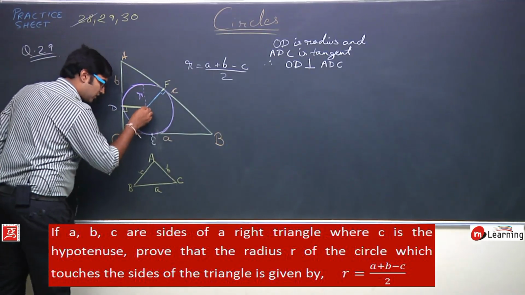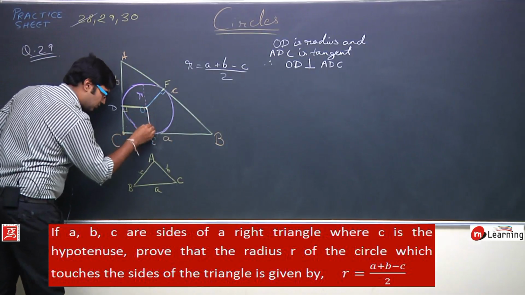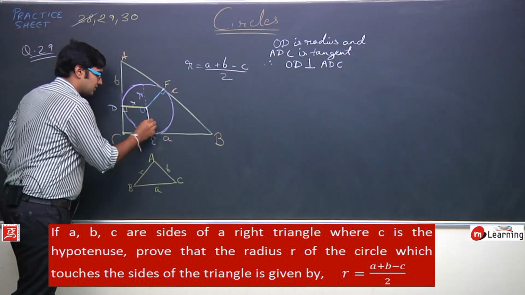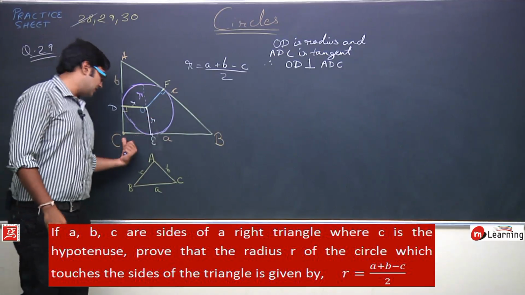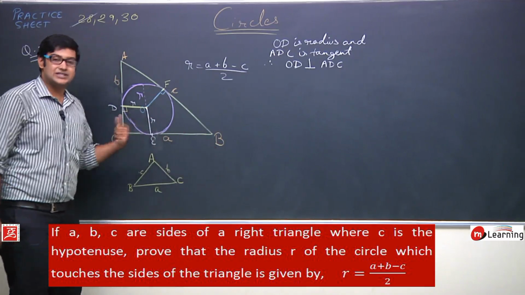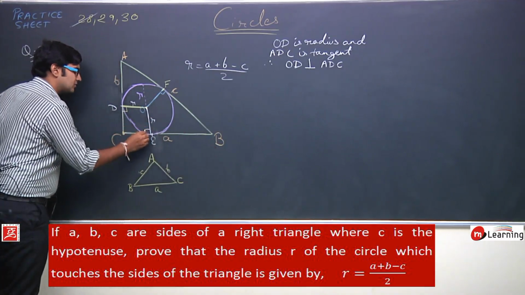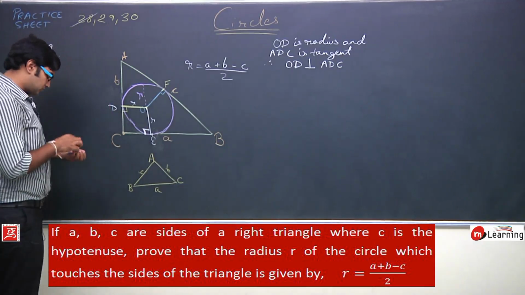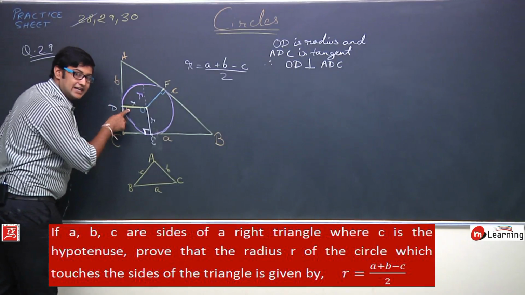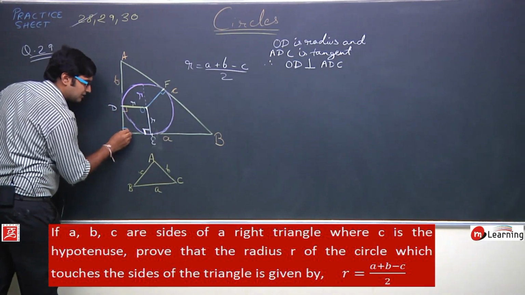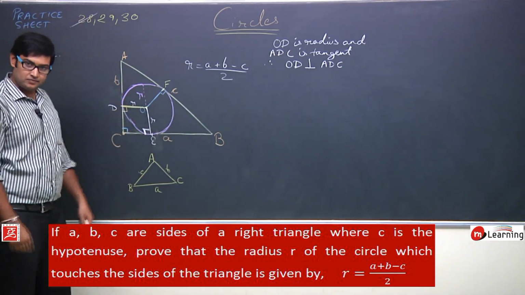Similarly, if I join OE, you can see that OE is the radius of this circle, that is, the radius is R, and CEB is a tangent to this circle. So definitely this angle is also 90 degrees, again by theorem 1. Now this angle is 90, this angle is 90, and this angle is also 90. It is given that this is a right angle triangle.